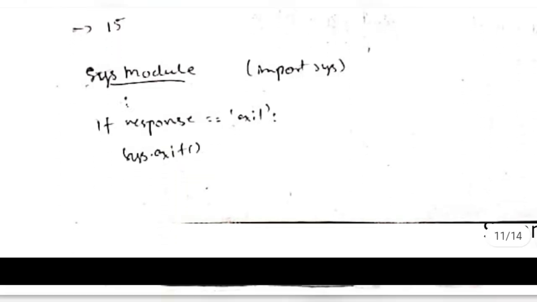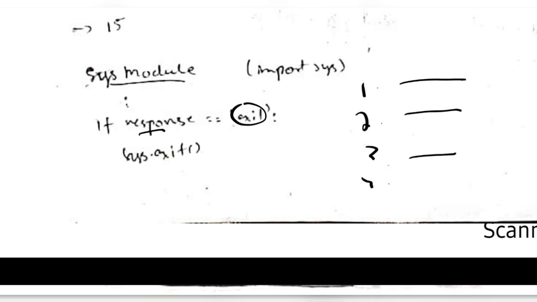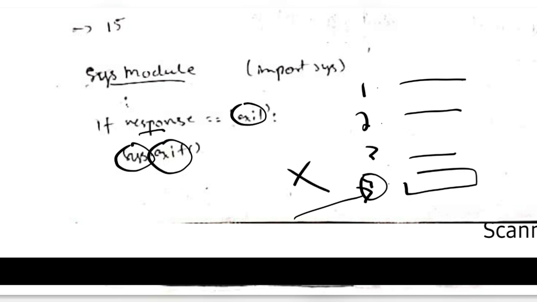Sys is used for the exit function, like if response is equal to exit, in a menu based program, where 1, 2, 3, 4 options will be there. Here some statements will be there, choose your option, and at last exit will be there. If the person chooses this one, then at that time we will call sys.exit, it will terminate the program.